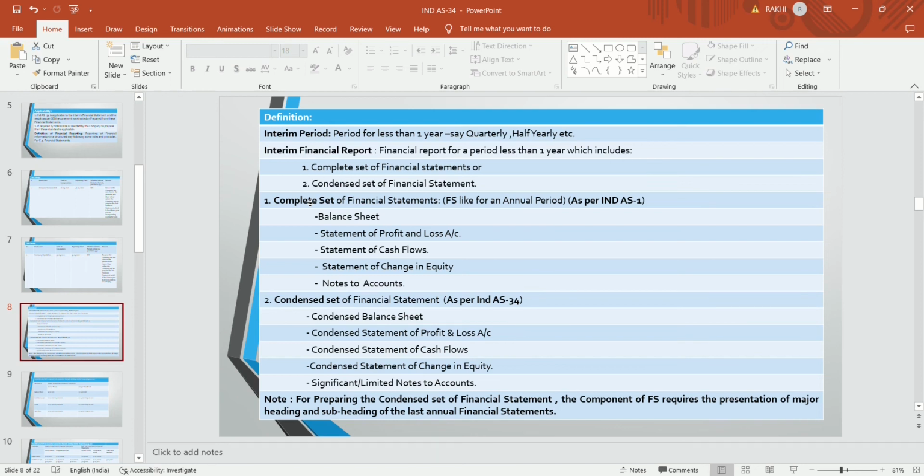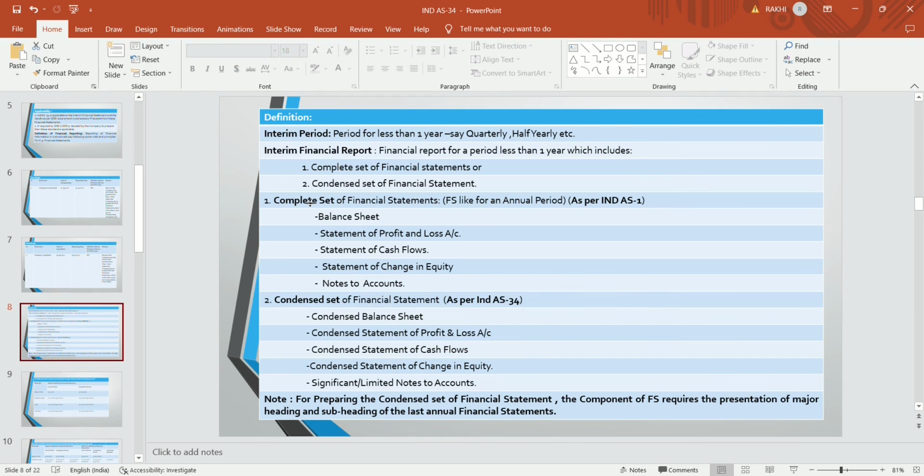A condensed statement of changes in equity, and some significant or important or material notes, are required to be given as per Ind AS 34. So there are two forms of interim financial reporting: a complete set or a condensed form of financial statements.